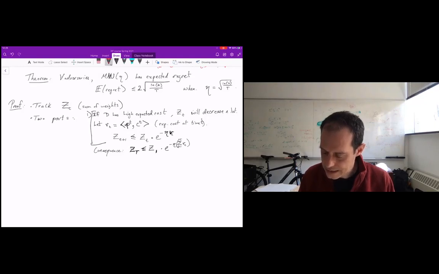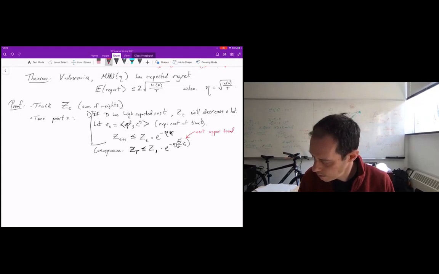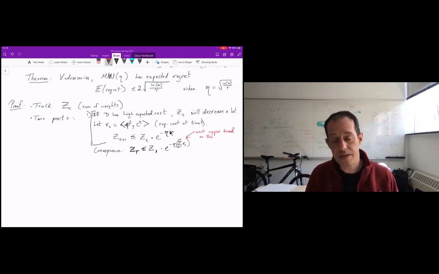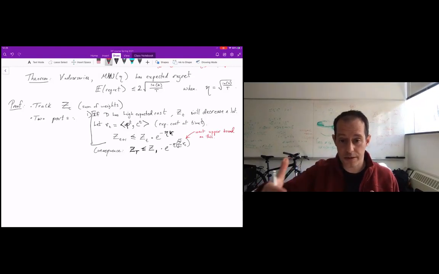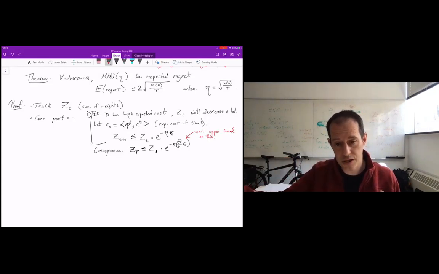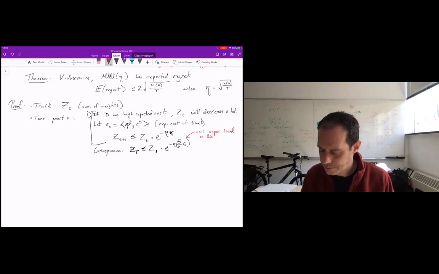And indeed, this is the thing we want to bound. We want an upper bound on this. Because the sum of the V_t's is the sum of the expected costs over all rounds. So the expectation of the sum of the V_t's is the total expected cost for the algorithm with that adversary.